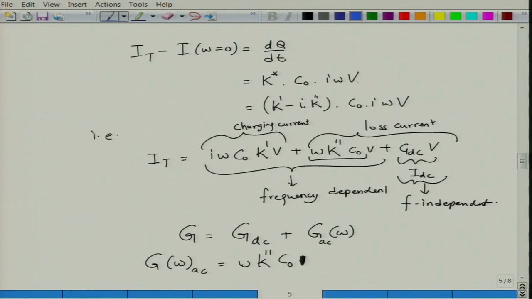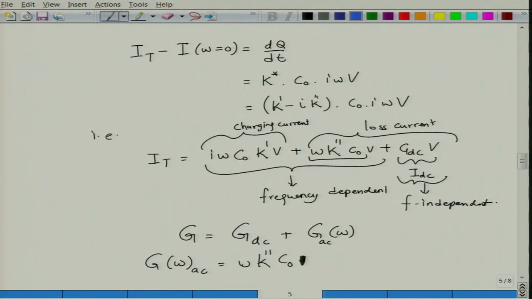And from this, if you expand it further, you can see that there are two frequency dependent terms. One is I omega C naught K prime V. Second is omega K double prime C naught V plus G DC V. So this first frequency dependent term is the charging current, I omega C naught K prime V. This is the real part of the complex constant that represents the charging current, and the imaginary part represents the loss current.